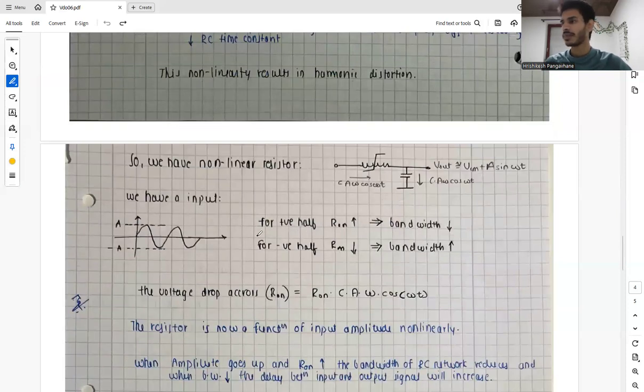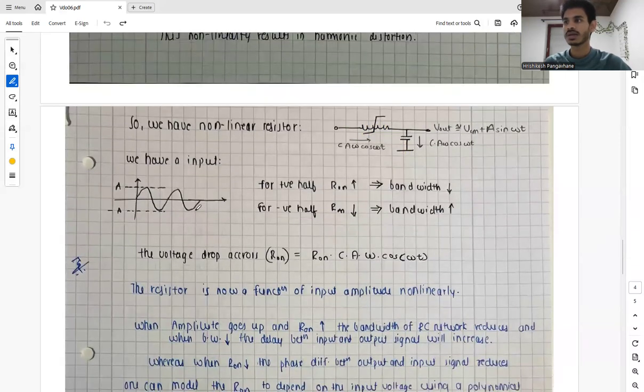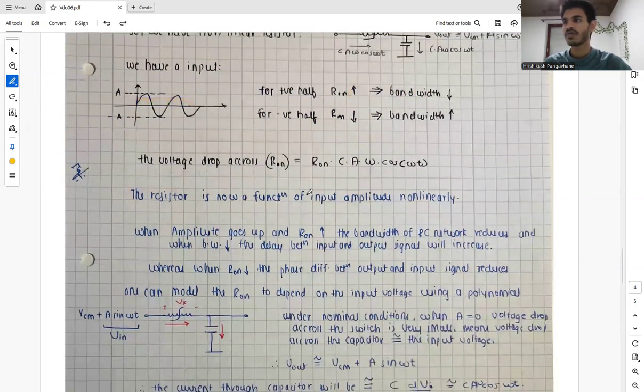So when we have a non-linear resistor R on, we have an input like this. For the positive half of the input, the R on increases. If the R on increases, then 1 upon RC decreases. So the bandwidth decreases, and vice versa. So the resistor is now a function of the amplitude of input voltage, which is non-linear. When the amplitude goes up, the resistance goes up, and the bandwidth of the RC network reduces. And what does it mean? If the bandwidth reduces, the delay between the input and the output signal will increase, whereas the resistance decreases when the amplitude goes down, and thus the phase difference between output and input signal reduces.